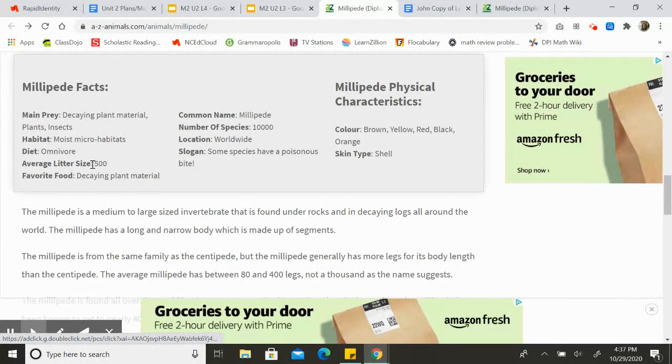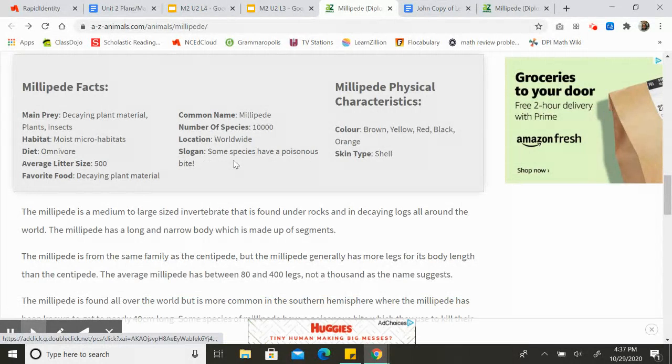That when a millipede is born, there are like 500 of them in the average litter. That's his favorite food, decaying plant matter. There are 10,000 different species of millipedes. You can find them worldwide, except for in Antarctica. And then I don't know about a slogan, but some species have a poisonous bite.